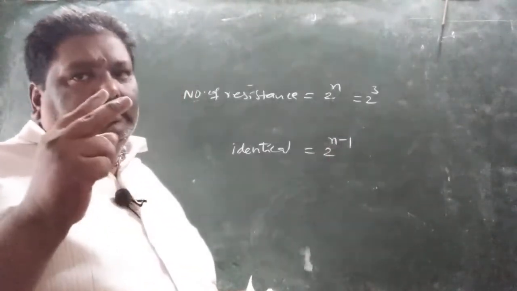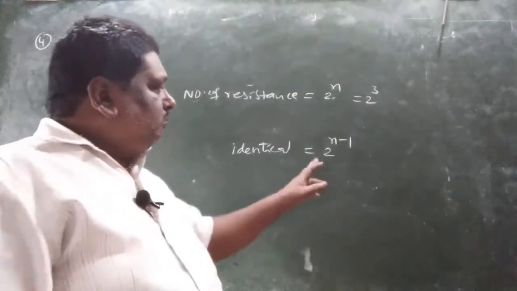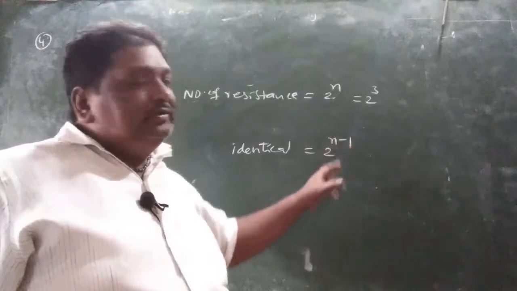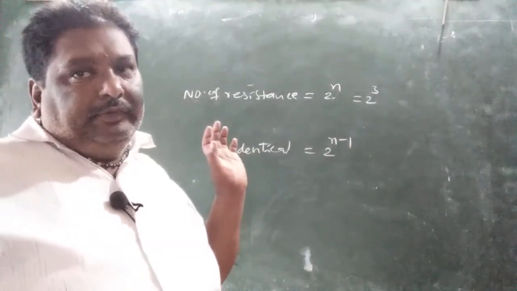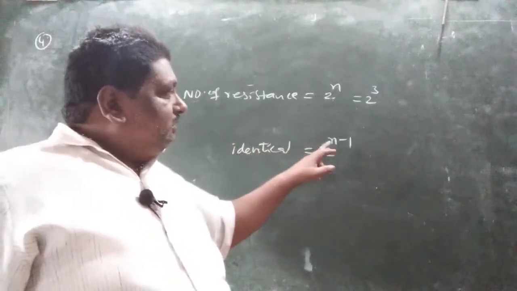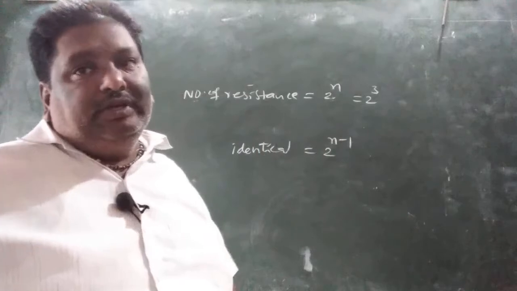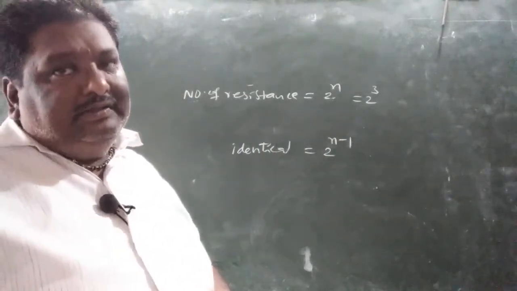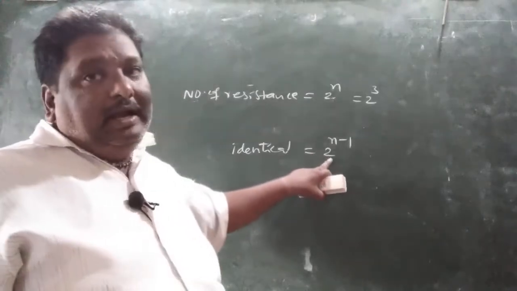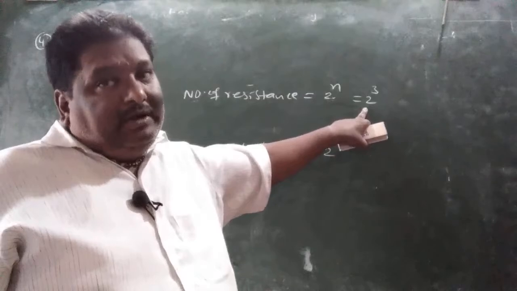Suppose two resistors of the same value: then 2 to the power of n minus 1, which is 2 squared minus 1, gives 3, though with 2 resistors only you can make a series pair. Suppose 3 resistors are taken: 2 to the power of 3 minus 1 means 4 types of new resistances you can make using 3 identical ones. So this is the formula for identical resistors, and this is the formula for when all are different values.